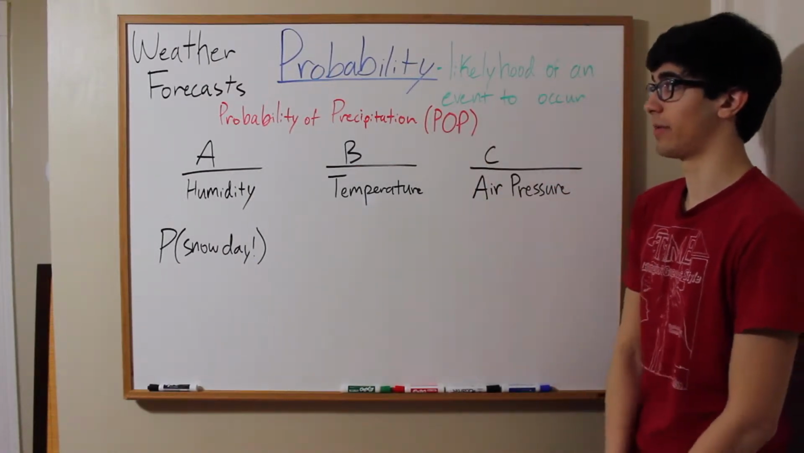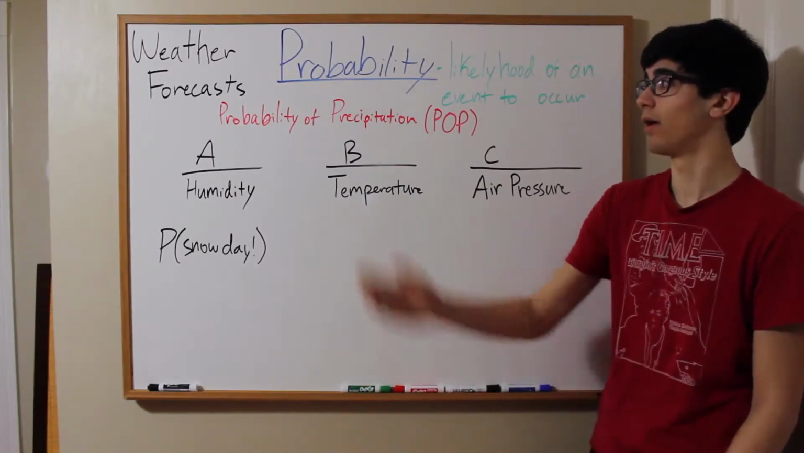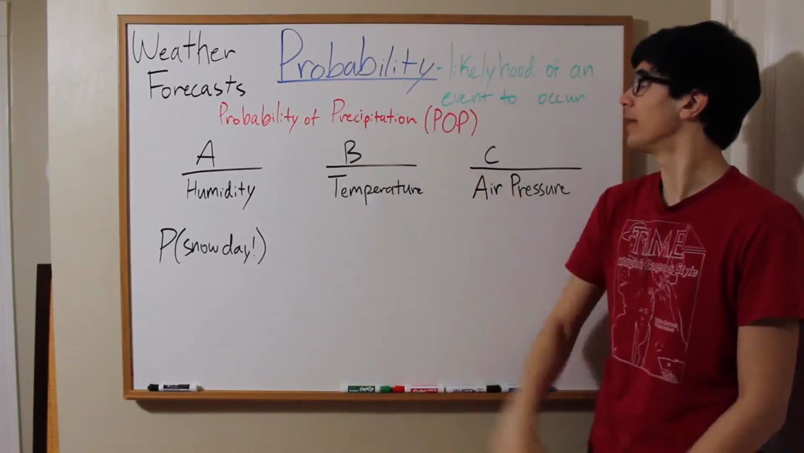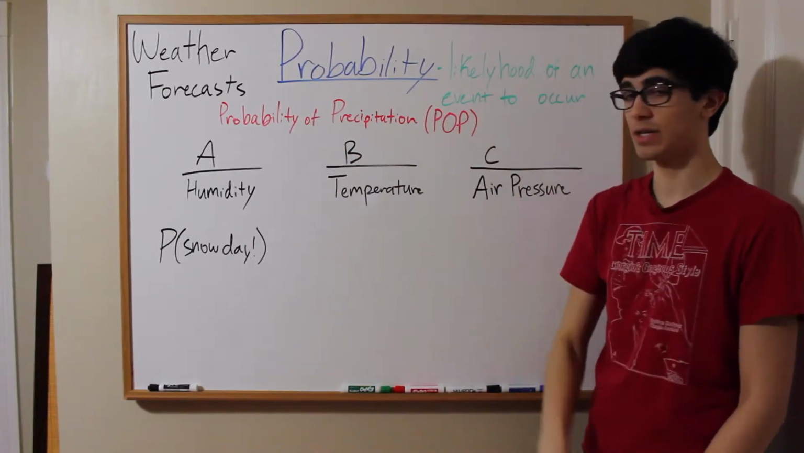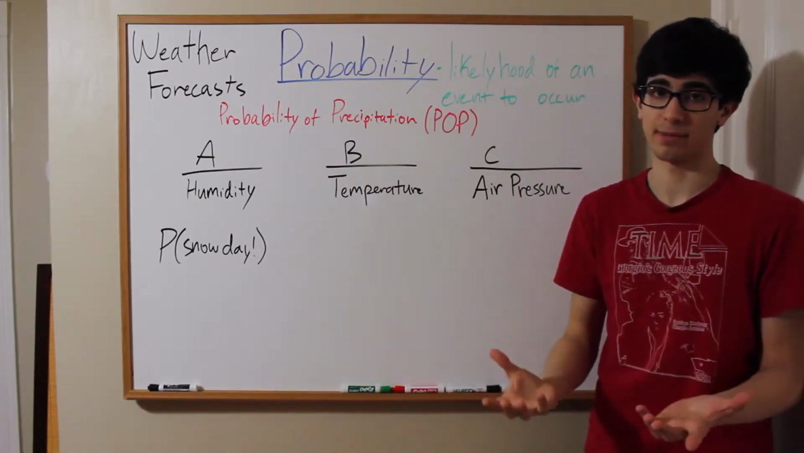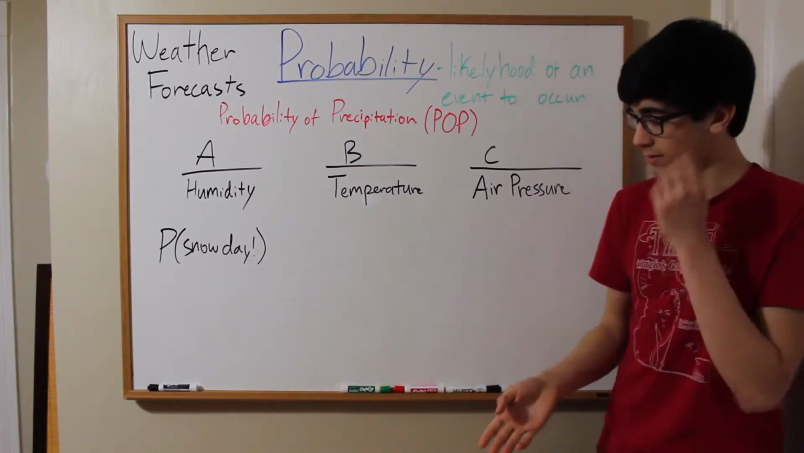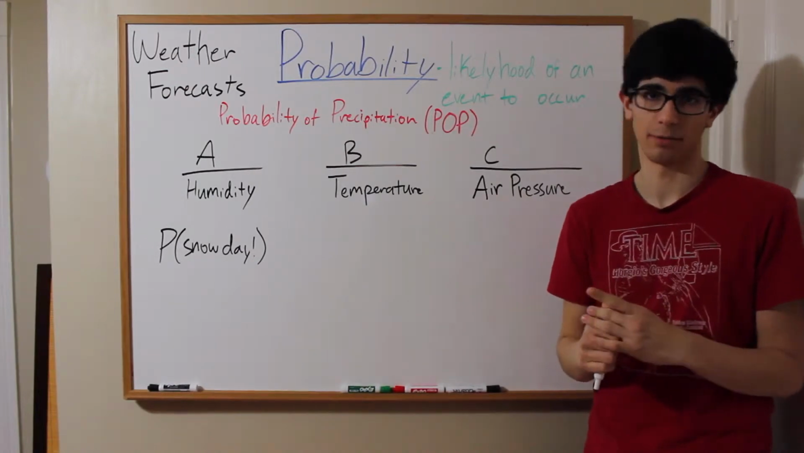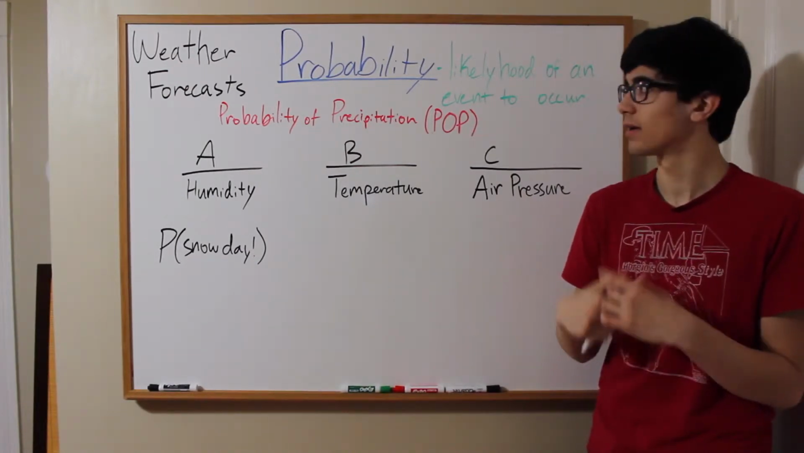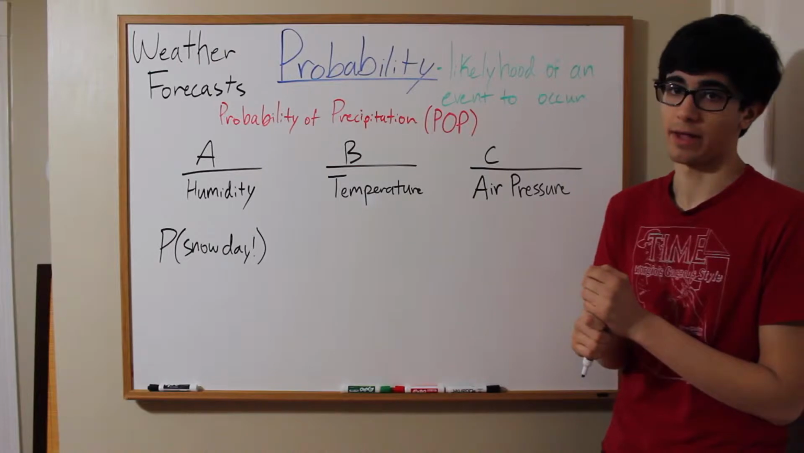Today we're going to be discussing probability, and specifically the probability of weather forecasts, which we call the probability of precipitation. Now remember, probability means the likelihood of an event to occur, and if we're talking about the probability of precipitation, it means how likely it is to precipitate. So the probability of precipitation is a piece of data given by meteorologists indicating how likely it is that it's going to precipitate.